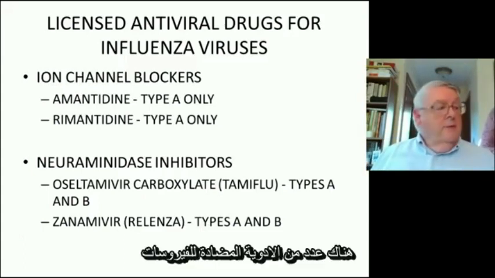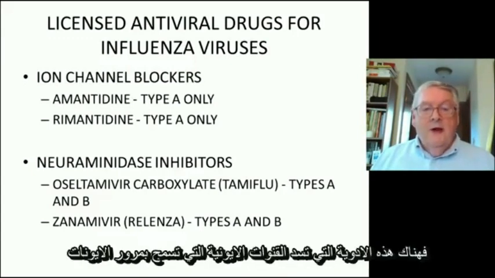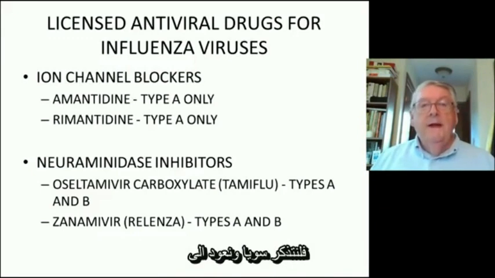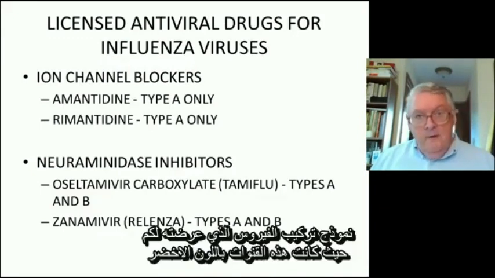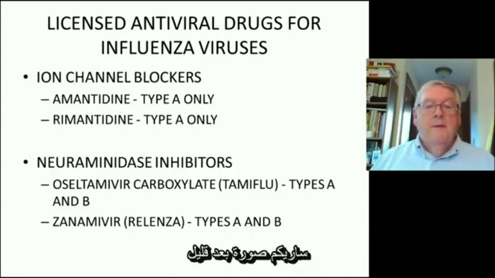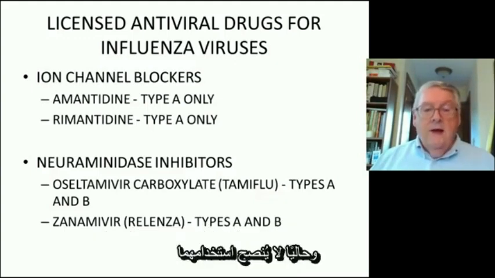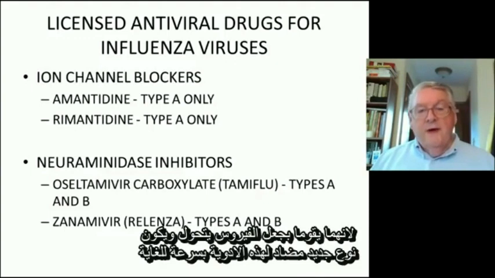Now, there are a number of antivirals that are used to treat patients who are infected with influenza. Originally, they were ion channel blockers. Remember, you go back to the model for the virus, and there were those green ion channels. Amantadine and rimantadine are very similar compounds, and they block that ion channel. I'll show you a picture shortly. They are only good for type A influenza virus. And currently, they are not recommended because they generate resistant viruses very quickly.